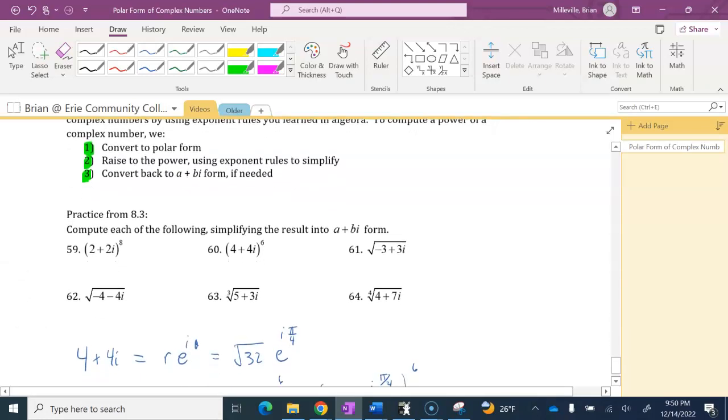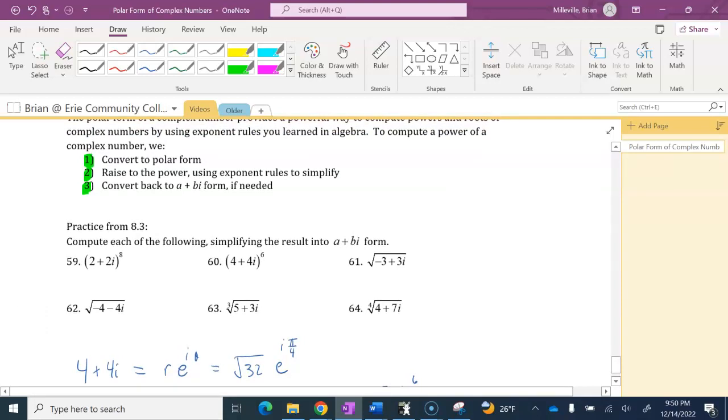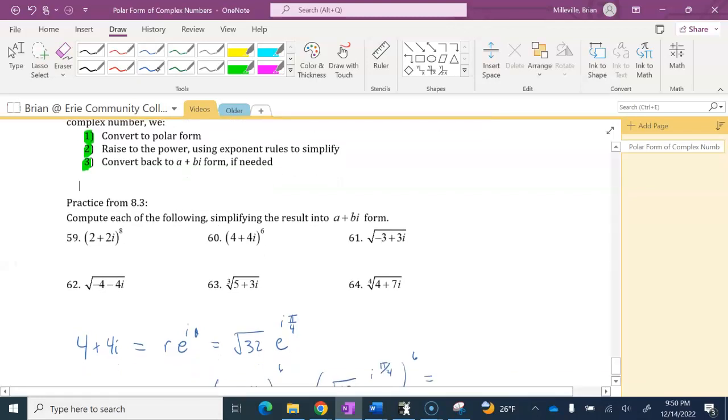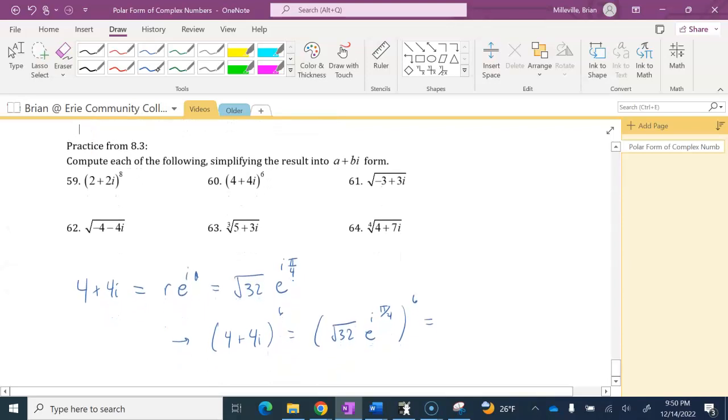So I've got what's listed as number 6, 4 plus 4i raised to the 6th power. The first thing we need to do is convert that over to polar form. I'm not going to do that in this video; we've done some of that in the previous recording. So we'd have the square root of x squared plus y squared, that'd be 4 squared plus 4 squared, which would give us 32. The angle, it turns out, if you do inverse tangent of 4 divided by 4, y over x, would come out to pi over 4. So you can rewrite that as the square root of 32 times e to the i pi over 4 power.